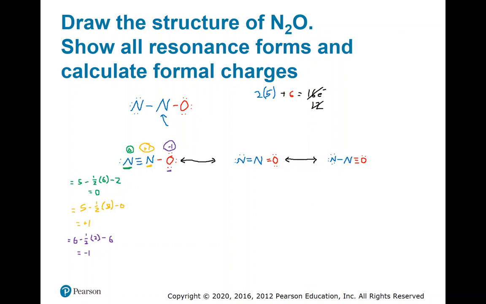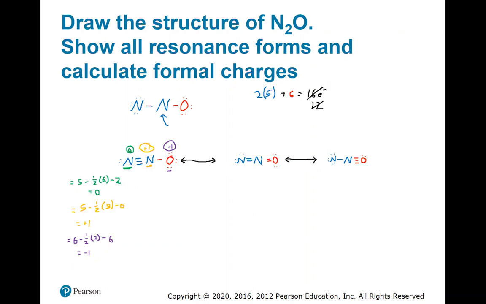Now, one way to check your formal charge calculations is that all the formal charges on all the atoms should add up to whatever the charge is on your molecule or ion. So in this case, nitrous oxide, N2O, there's no charge indicated on that. So all the formal charges should add up to 0. And indeed, we have 0 plus positive 1 plus -1 gives us 0. So that's a good indication that we did the formal charge calculations correctly.